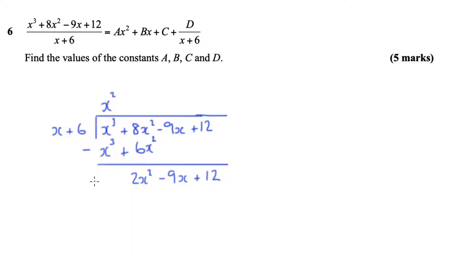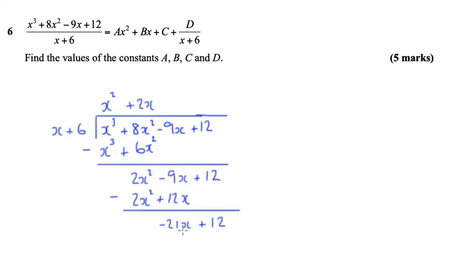We then repeat that process, but instead of dividing the numerator, we're now going to divide this expression here by the first term. So that's going to be 2x squared divided by x, which is 2x. 2x multiplied by x is 2x squared, and 2x multiplied by 6 is 12x. We're going to subtract that, which is negative 21x, and then again there's nothing to subtract, so that's going to be 12. We're going to do this one more time.